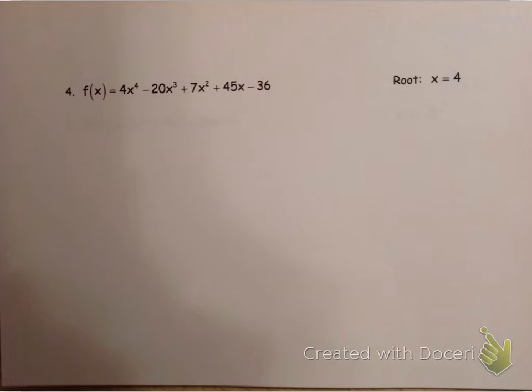So once again, I'm going to pause. I want you guys to get this one started. Okay, we already know our remainder is going to be 0, so I want you to divide that root out. Remember, that means you're dividing by x minus 4, proving it's a factor. And then we'll finish the rest together.